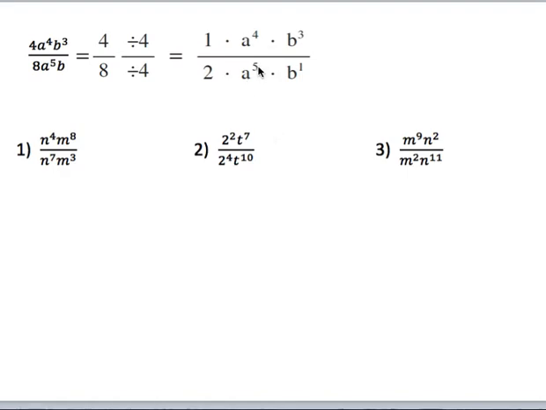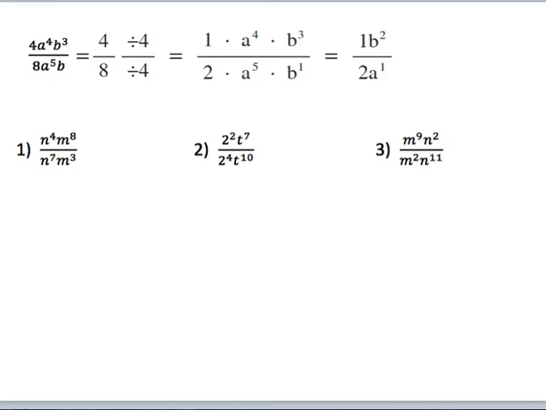For the a's, 5 minus 4 is 1. I'm going to have 1 left over 8, and it's going to go under the fraction because that's where the bigger power is. With the b's, 3 minus 1 is 2, so I have 2 b's left, but they will go above the fraction because that's where the bigger power for the b's was. And I keep the 1/2 in front of the rest of the answer.